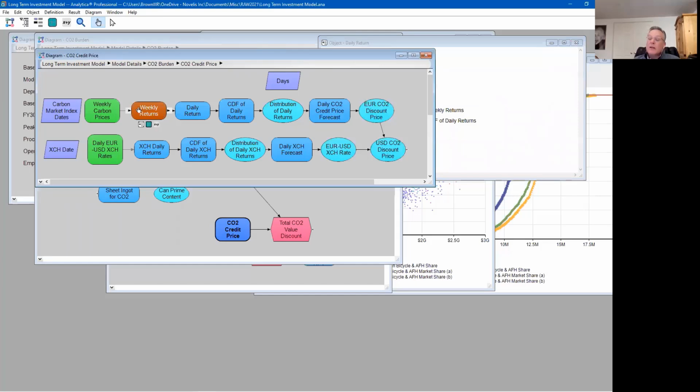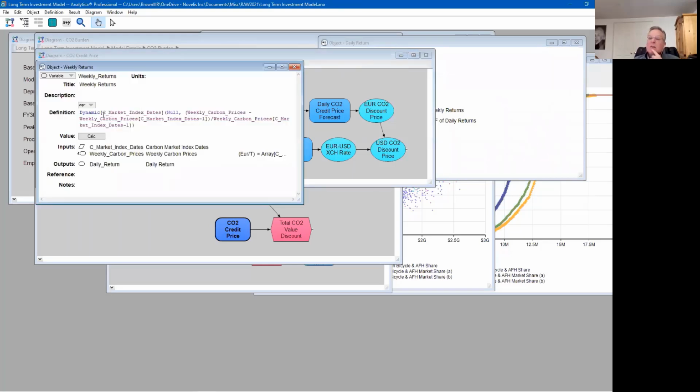I'll calculate the weekly returns, which now employs the use of Analytica's dynamic function. As you can see in this formula here, I'm going to use the market index dates as my time index, my local time index for this particular node. And I'm basically going to look at the weekly returns from one week to the next, and then look at the relative volatility of that over time.